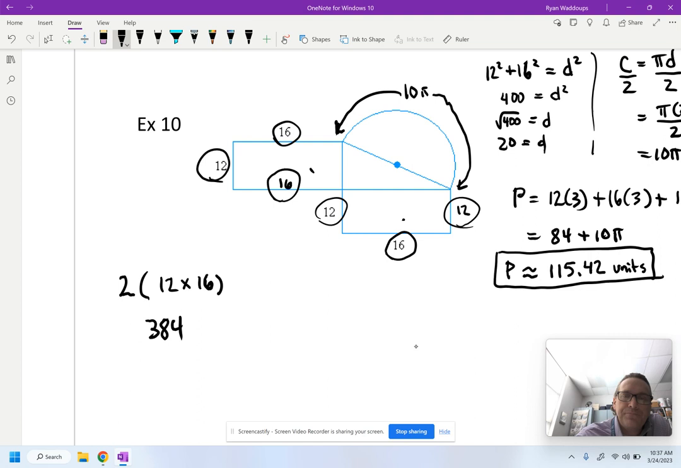Then I'm going to add this 12 back here and this 16 back here, because then I've got this triangle. And that triangle is 1/2 the base, which is 16, times the height, which is 12. And that gives me 96.